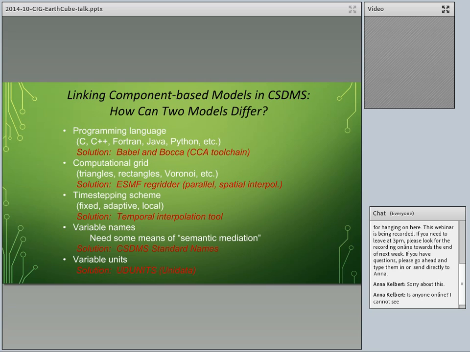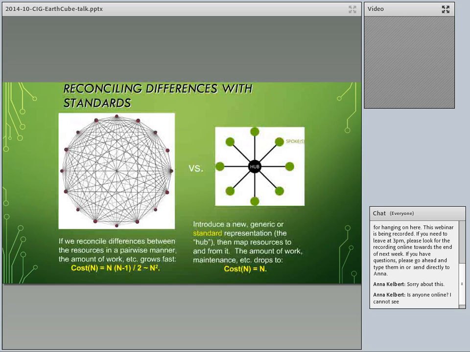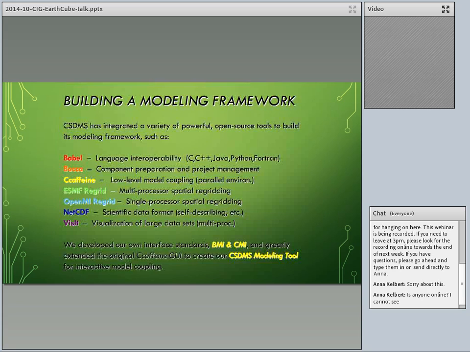So I'll briefly stop on and describe some of these, and particularly the semantic mediation, the standard names, that describe the input and output variables of the models in a unified manner. The first thing is to reconcile differences with standards, and of course, if we don't have a central hub, it quickly becomes unmanageable. So they're using a central hub for everything, and they use some powerful tools. They use Babel for language interoperability, and then Voca, Caffeine, the regridders, including the multi-processor spatial regridder of ESMF. I'll get back to it.